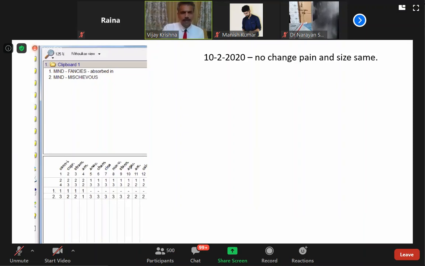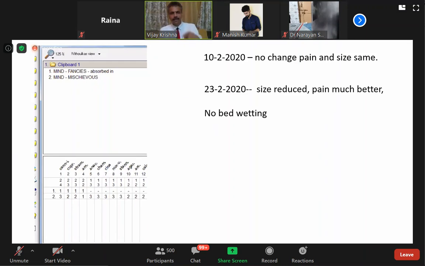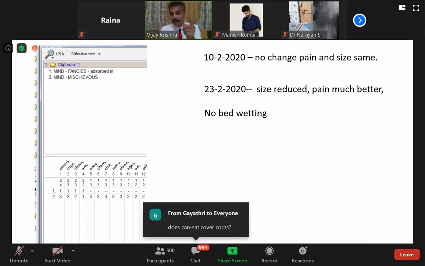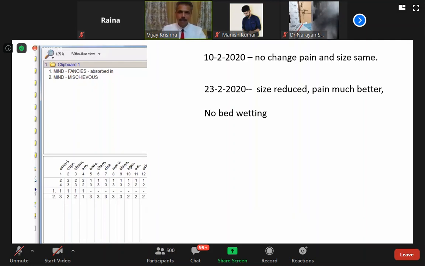So we'll see what happened after a dose of cannabis was given. Now see the beauty. Cannabis sativa 1M was given on 10th. And on 23rd, I'll show you the photograph. The size reduces. And one more area where you expect improvement will be the bedwetting. So a girl who had primary enuresis stops bedwetting 13 days after the right homeopathic remedy. What else do you want?